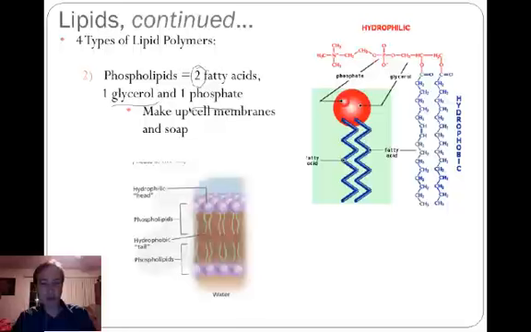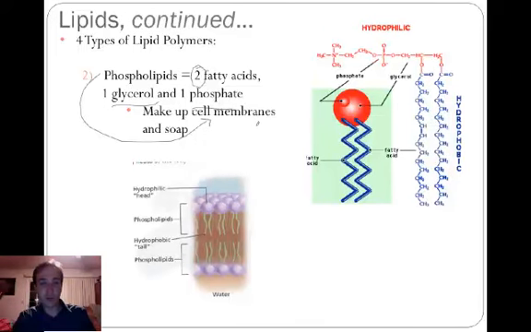Some complicated drawings here, but let's just explain it. First of all, phospholipids, the number one reason why we need to know these is because they make up cell membranes. So next unit, unit 3, when we start talking about cells, these are really important because they make up one of the most important organelles.